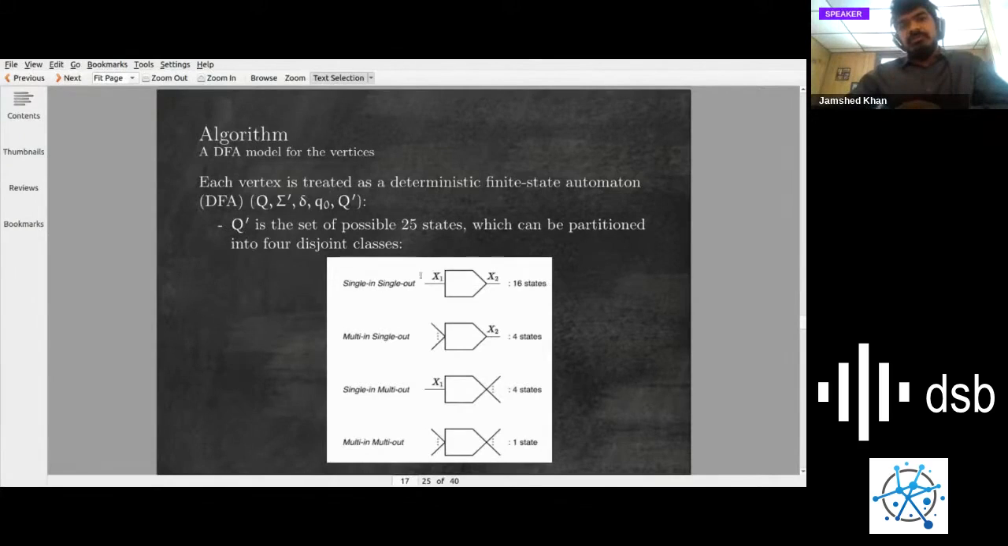For example, if you see the first shape here, that is this state, which has a unique incident edge at the front encoded by x1 and a unique edge at the back encoded by x2, there can be 16 different configurations or states of this sort. So all those 16 states fall into this single in, single out class. Similarly, there are 3 other classes like multi-in, single out, single in, multi-out, and so on.